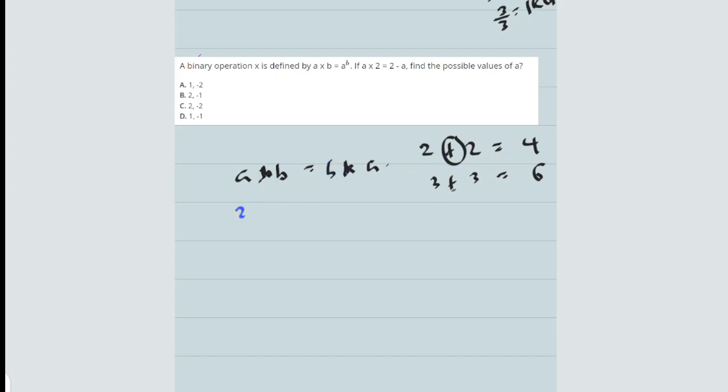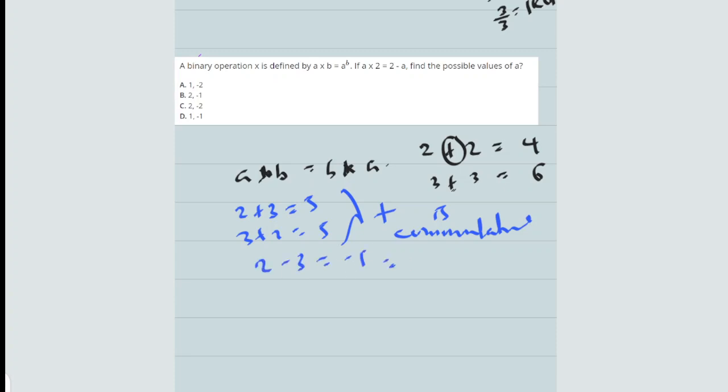For example, if I have 2 plus 3, you can see that 2 plus 3 is 5. What if I change the order? 3 plus 2 is also 5. Then we say addition is commutative. Okay, let me ask you, is subtraction commutative? No. Subtraction is not commutative because 2 minus 3 is minus 1. Will it give me 3 minus 2? 3 minus 2 is 1, so they are not equal. Then we say subtraction is not commutative.